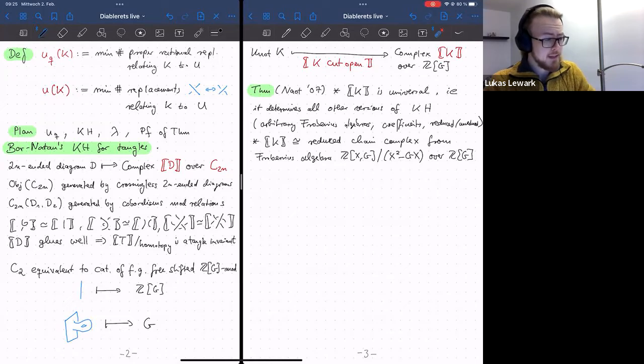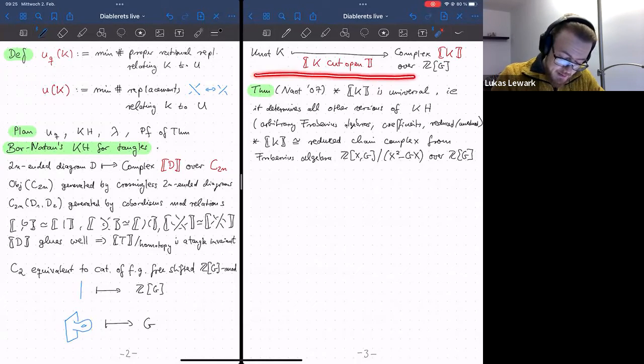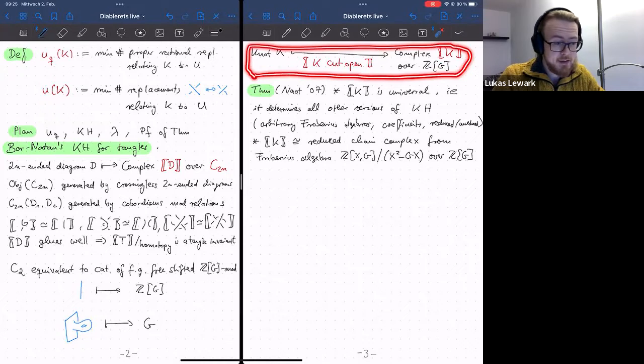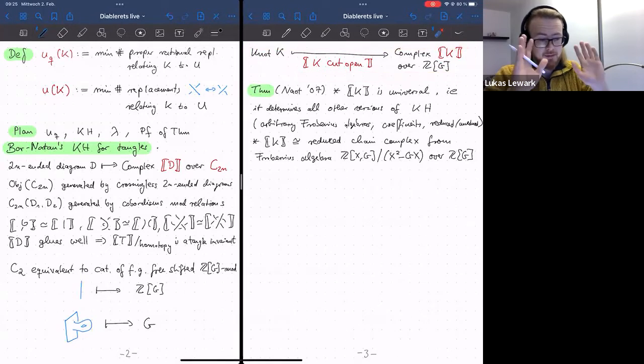So if you're really familiar with Khovanov and Bar-Natan homology, this might be news to you, this might be interesting to you. If you're not familiar with it, then just forget about all of this and just keep in your head that we have this invariant here, which to a knot associates a complex over ZG. Just keep this in your head as a black box. That's all we're going to need for the talk.